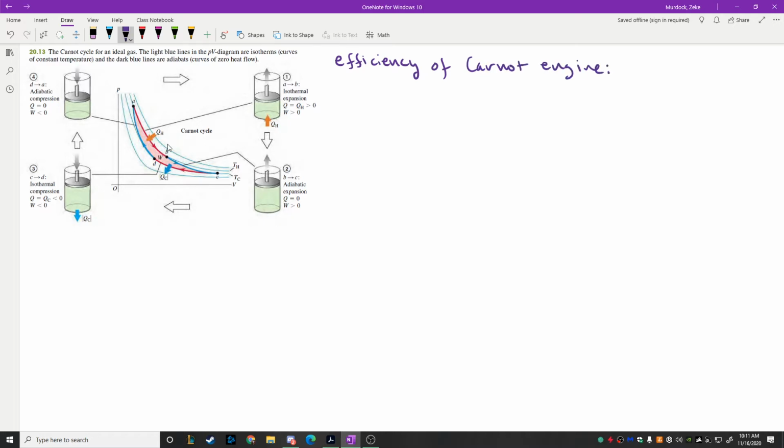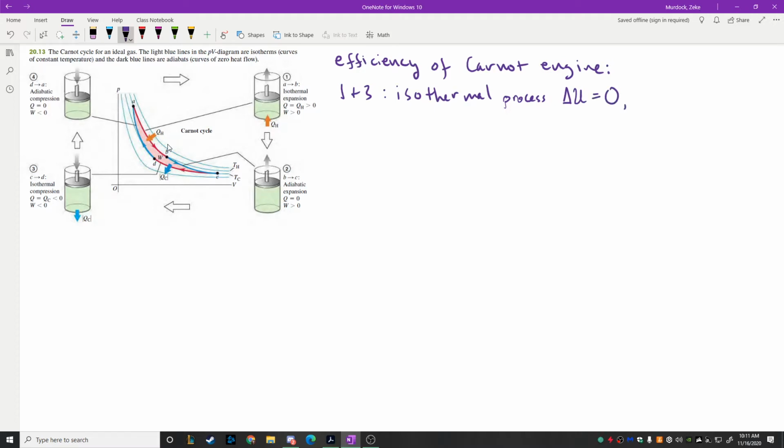Okay, so let us talk about the two isothermal processes, which are 1 and 3, okay? So if the working substance that's inside of here is an ideal gas, what we know for an isothermal process is that for an ideal gas, the internal energy only depends on the temperature, which means that for an isothermal process, the change in internal energy is equal to 0.